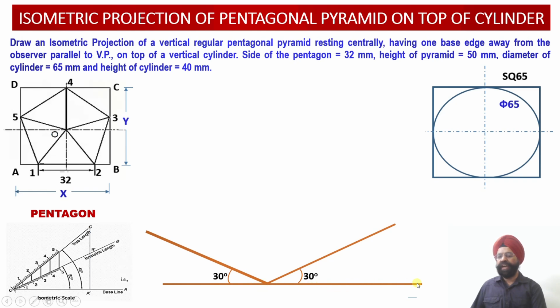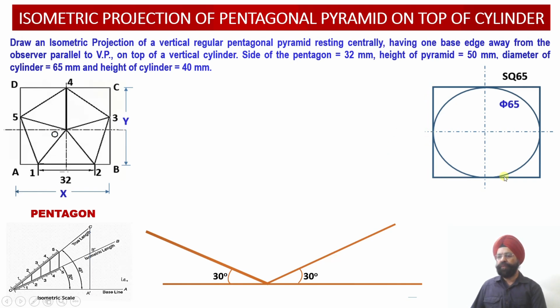This is called the horizontal datum line. Then we are going to mark a point over there, and the x-axis will be drawn at an angle of 30 degrees towards the left-hand side, and the z-axis will be drawn at an angle of 30 degrees towards the right-hand side. Now this is the x-axis, this is the z-axis.